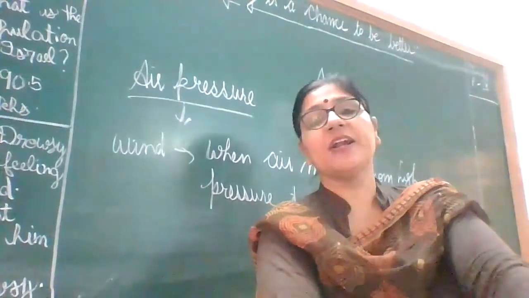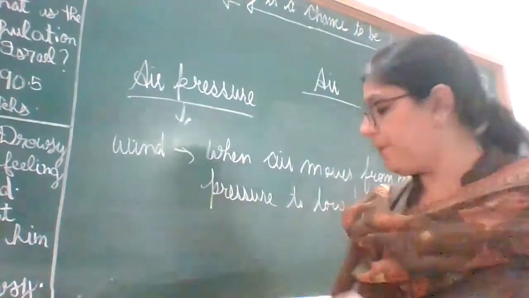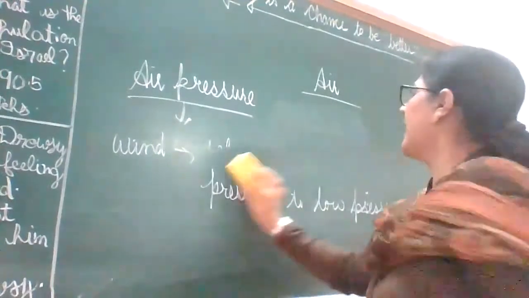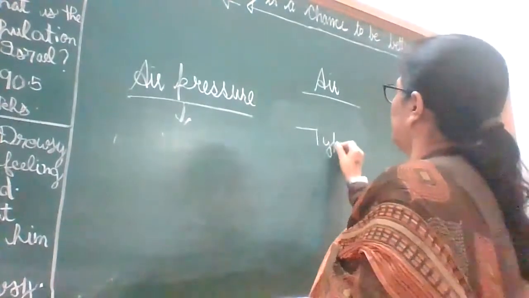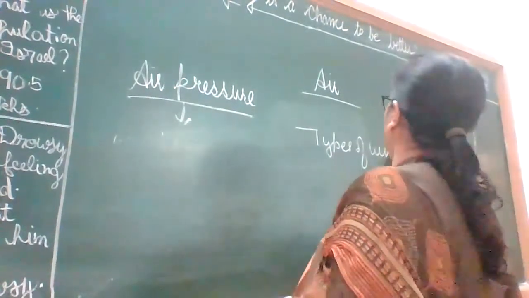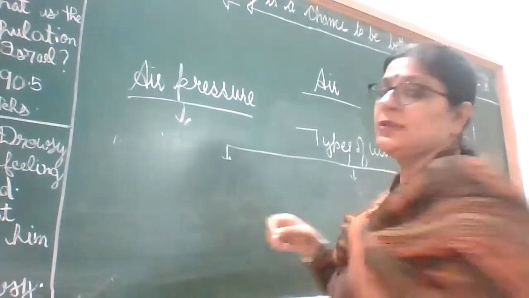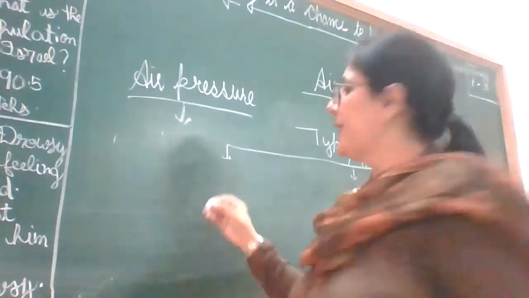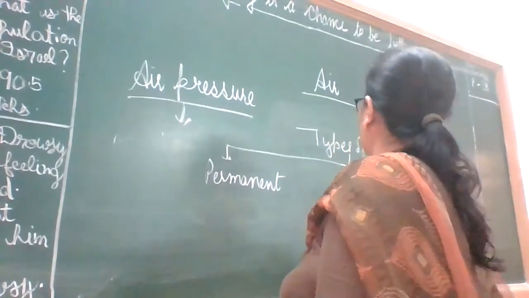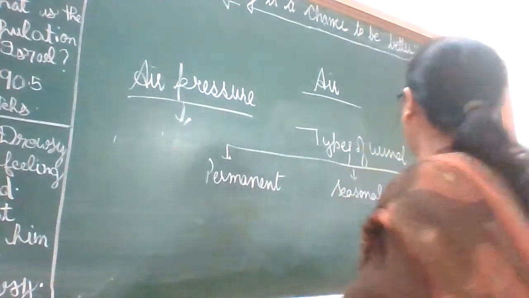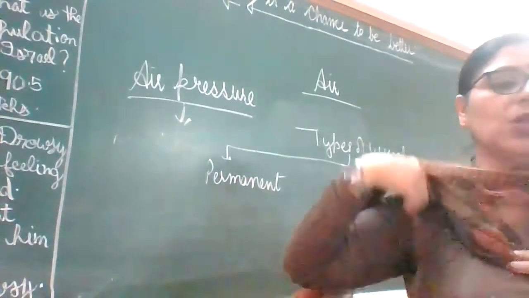Winds can be broadly divided into 3 types. Winds कितनी टाइप की हैं? One is permanent wind. अब देखिए यहाँ पर winds जो है, again we have to make types of wind. Types of wind. Wind कितनी टाइप की है? Number 1 is permanent. Second is seasonal. Third is local. Winds होती हैं, permanent, seasonal and local.